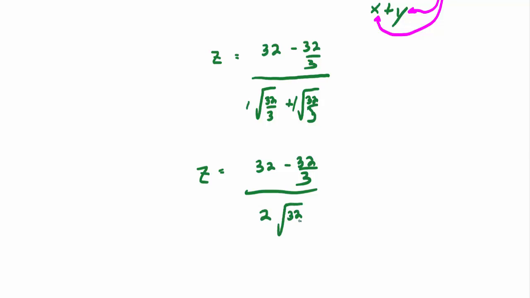times root 32 thirds. Oh, how should I have written the top, by the way? Well, I think in terms of thirds, 32 would be what, 96 thirds? Minus 32 thirds would be 64 thirds, maybe? Would you buy that? Okay. And then if we want to flip and multiply, we get 64 thirds. This 2, if you flip it, will end up in the denominator, right? So times 2 down there.